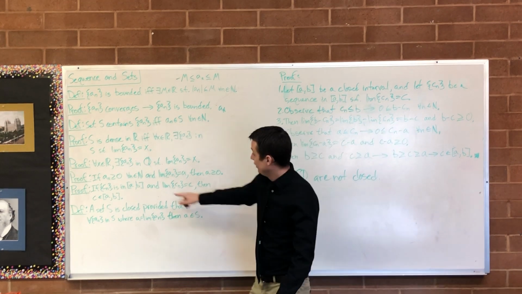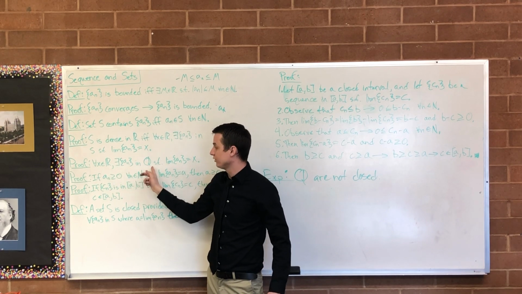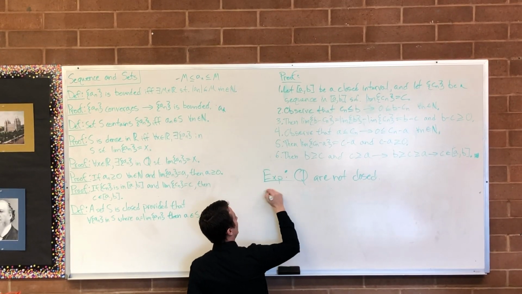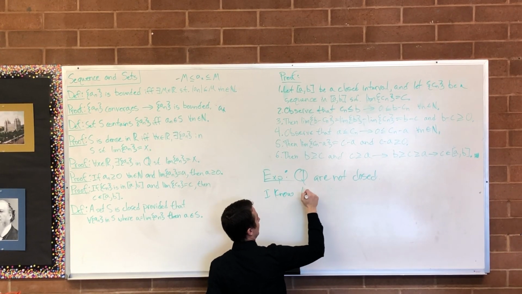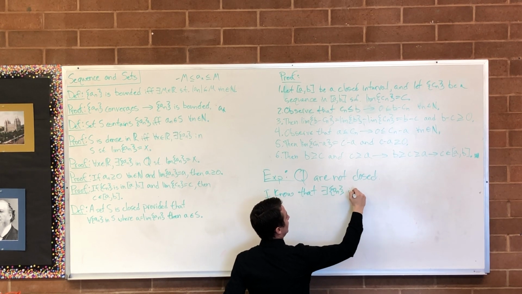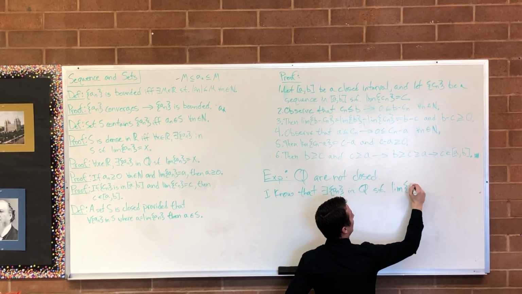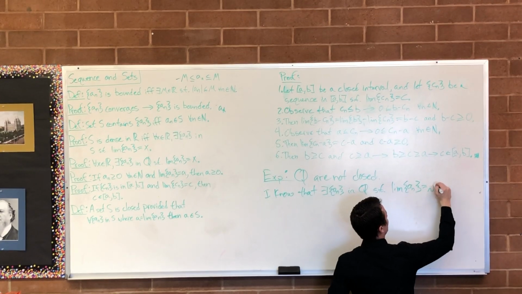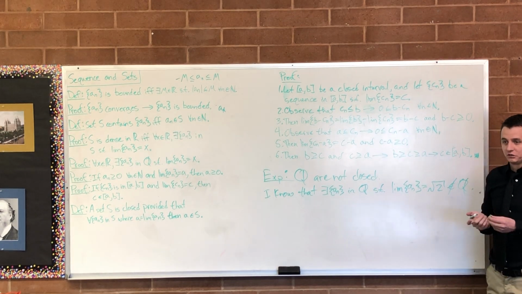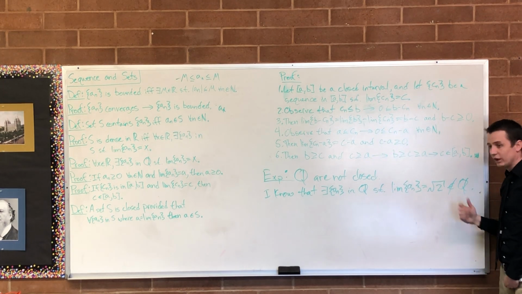But we know by this that for any real number I pick, I can find a sequence of rationals that converge to that number. So I know that there exists a sequence a_n in Q such that the limit of a_n is equal to the square root of 2, which is not in the rationals. That's how I know the rationals are not closed. I can find a sequence in the rationals that converges to a number that's not in the rationals.